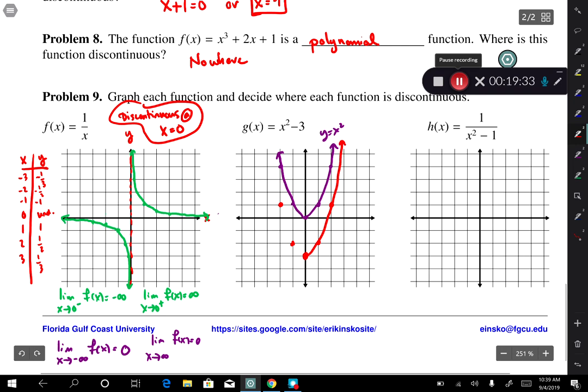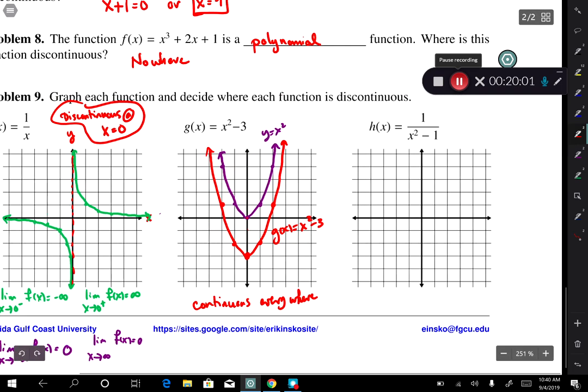And so this is g of x equals x squared minus 3. It's a polynomial, so it's continuous everywhere. Okay, so again, we took the purple curve, which was y equals x squared, we shifted it down 3 units, 1, 2, 3, at every y value, and that's how you get the red curve.